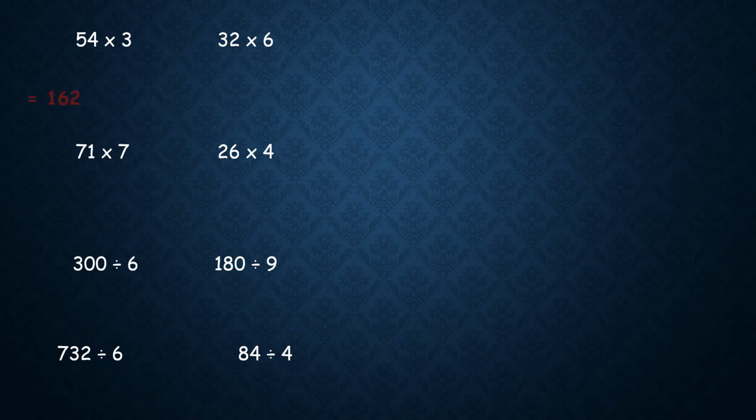So 54 times 3 is 162, 32 times 6 is 192, 71 times 7 is 497, 26 times 4 is 104, 300 divided by 6 is 50, 180 divided by 9 is 20, 732 divided by 6 is 122, and 84 divided by 4 is 21.